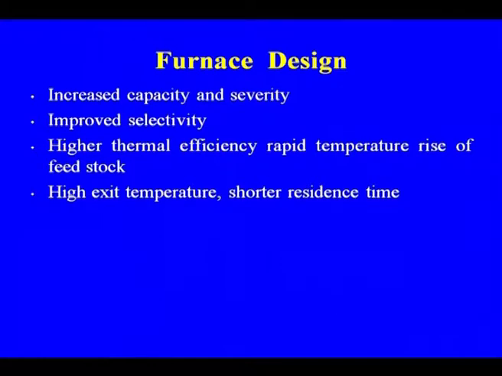Severity means the optimum severity in terms of kinetics, that is around 3 to 3.5. That is the kinetic severity function, the KF that we are maintaining around 3 to 3.5. Improved selectivity, higher thermal efficiency, rapid temperature rise of the feed, higher exit temperature, shorter residence time. You see, why does higher exit temperature mean less coke formation? So, the temperature definitely will be higher. If more coke formation is there, the temperature will go down.